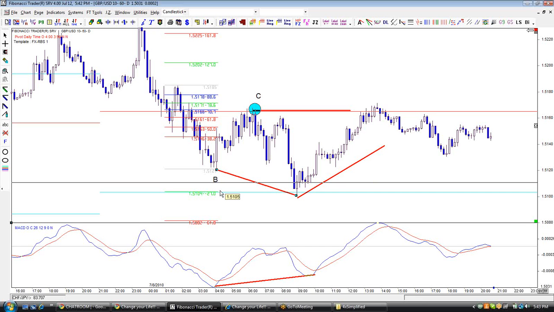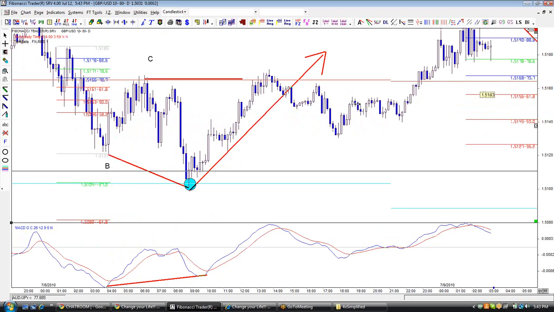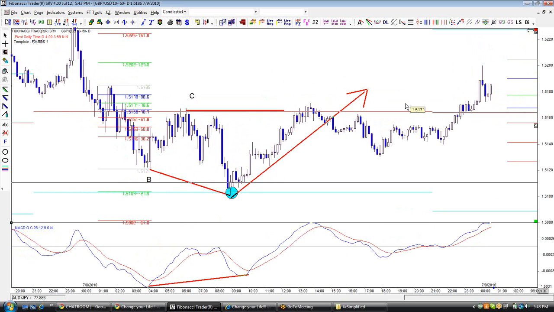Now those are too many convergences at the same point. This is too much. First we have the fib, we have the pivot line, we have the MACD divergence. Well, there's nothing left for price but to move bullish. That's right.